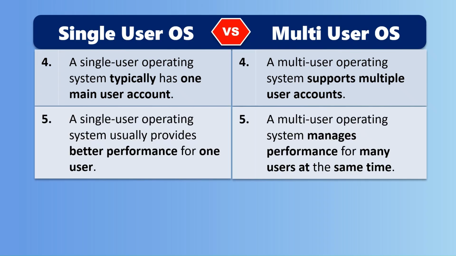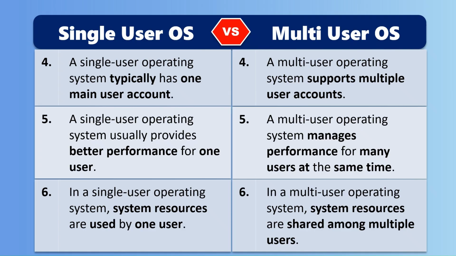A single-user operating system usually provides better performance for one user. A multi-user operating system manages performance for many users at the same time. In a single-user operating system, system resources are used by one user. In a multi-user operating system, system resources are shared among multiple users.